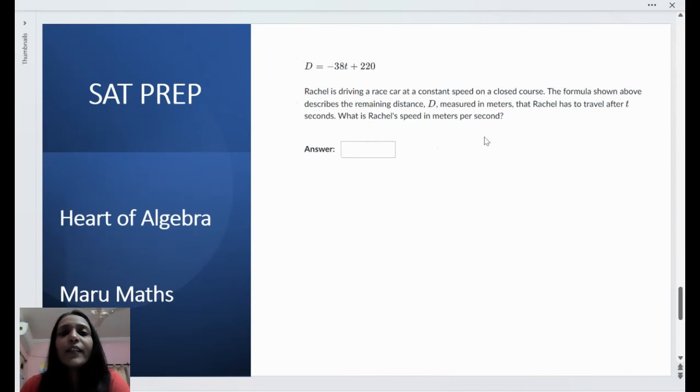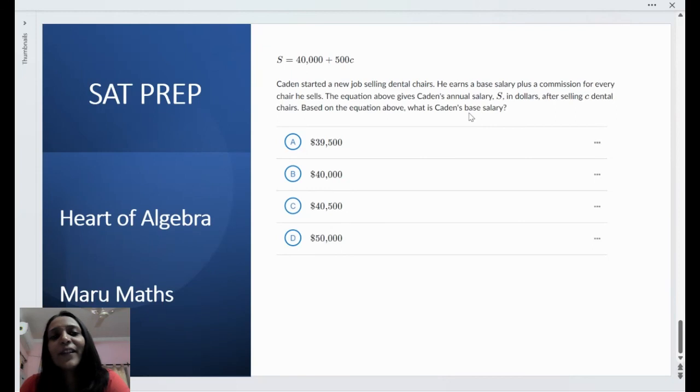Let's move ahead. Next question is, Rachel is driving a race car at a constant speed, and the formula shows the remaining distance. Then what is the speed? If the remaining distance is given, we know that speed times time is going to be the distance. So this is the quantity that's going to get subtracted from the value of the total distance in order to get the remaining distance. Therefore, in this case, 38 would be the speed of Rachel.